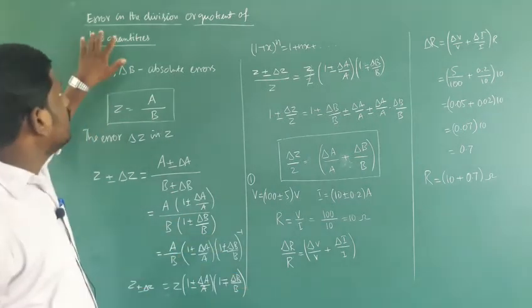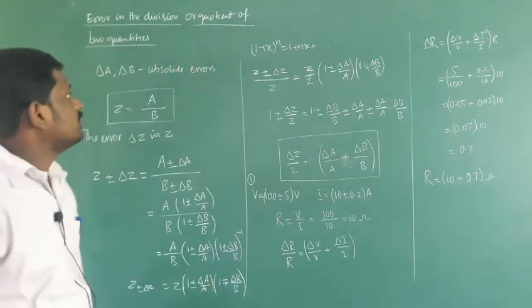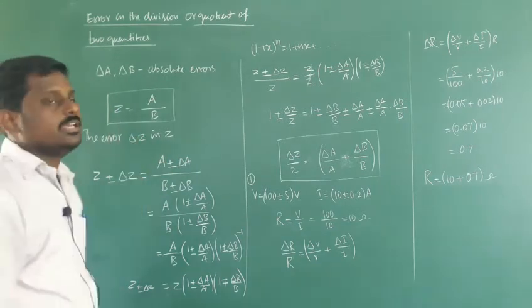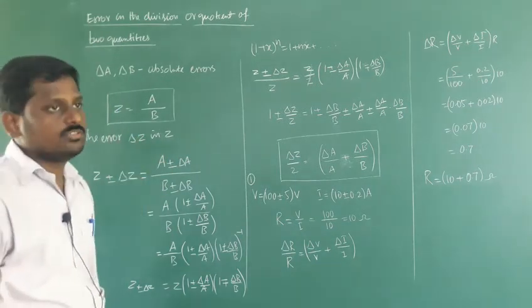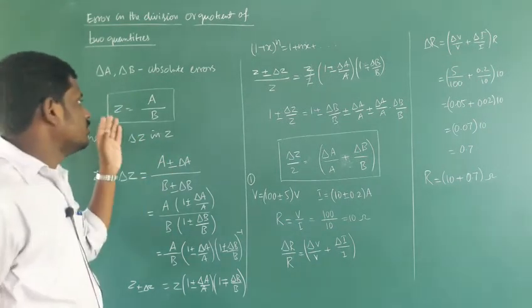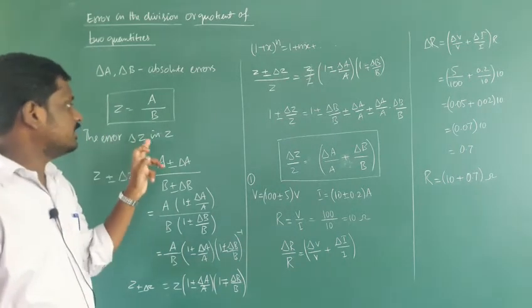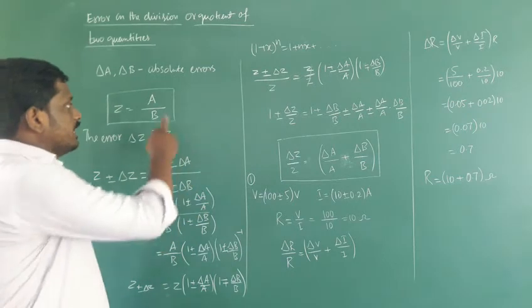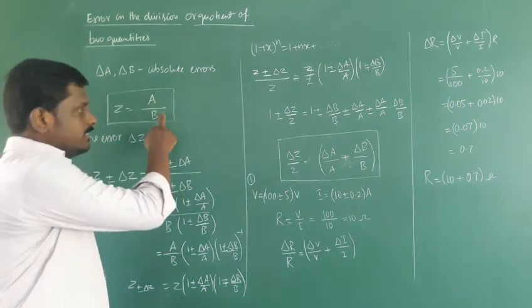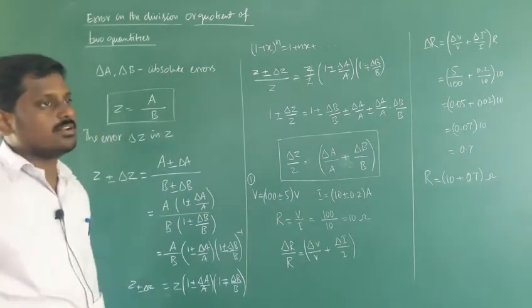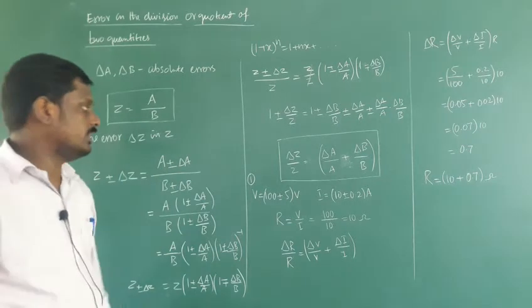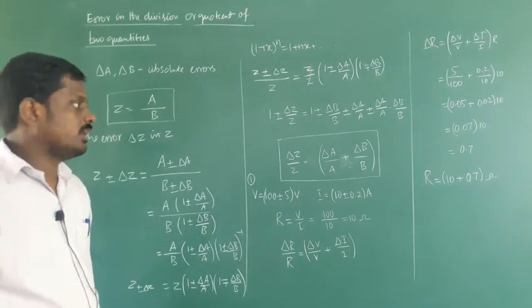So using the formula, the error in the division or quotient of two quantities. Consider delta A and delta B to be the absolute errors of two quantities A and B. The quotient Z is equal to A by B. So the error delta Z in Z. If there is an error in A and an error in B, then the result Z also has some error. So we need to find that error, and derive a formula for that.